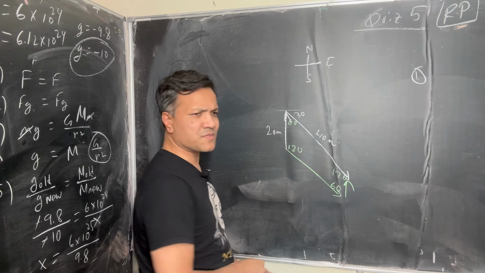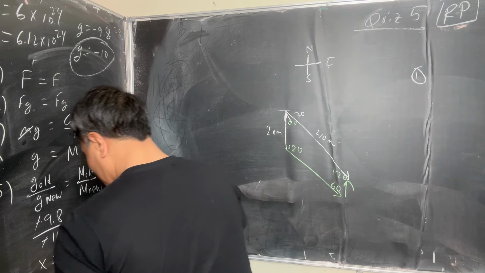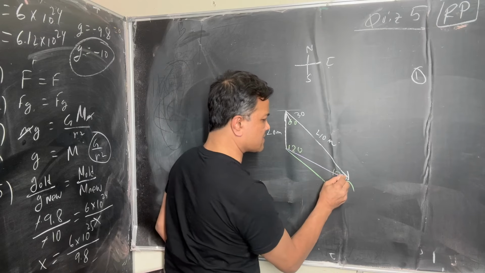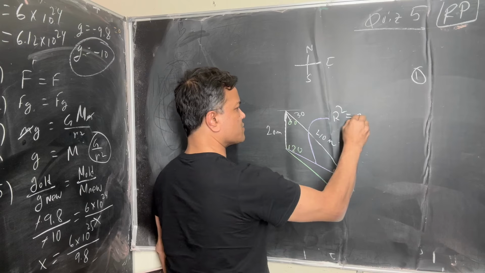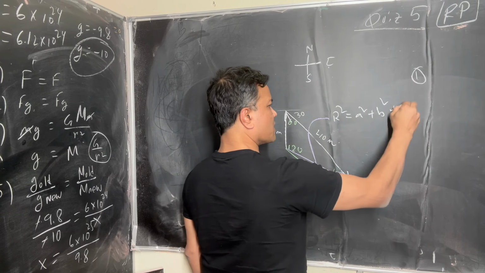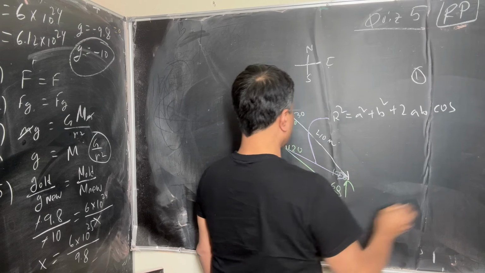So this is a parallelogram. What are you actually looking to find? You're looking to find the resultant. This is the resultant. What is the resultant? That is r squared is equal to a squared plus b squared plus 2ab cosine 120.